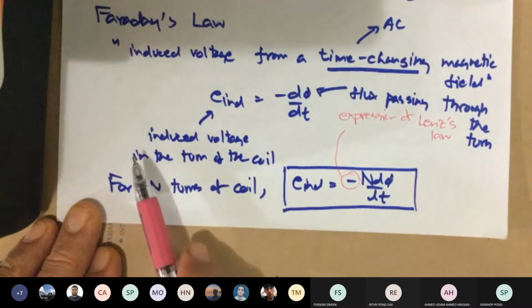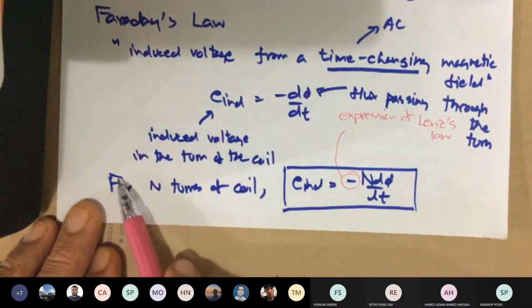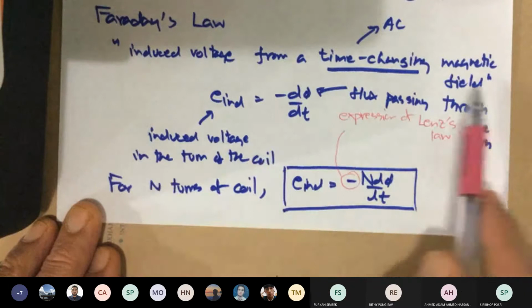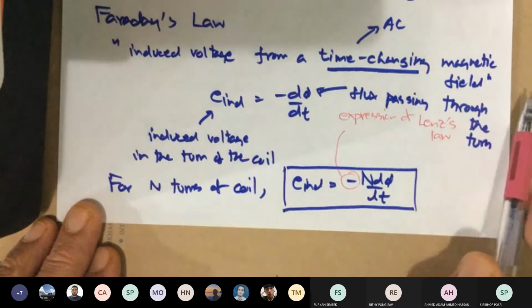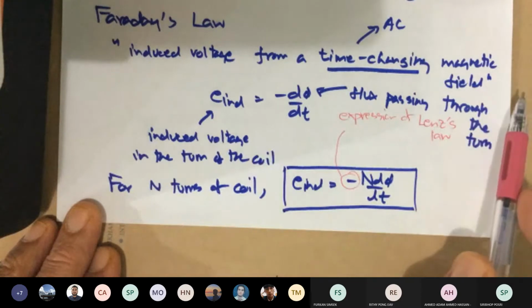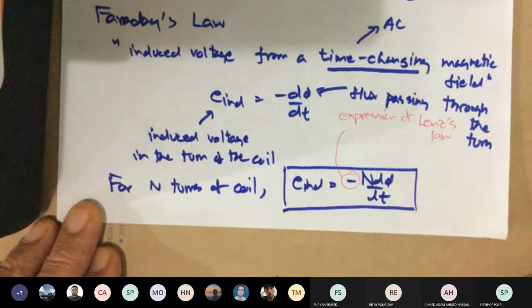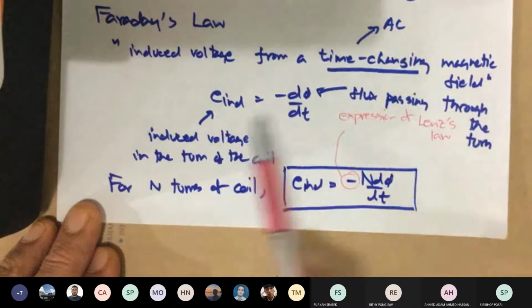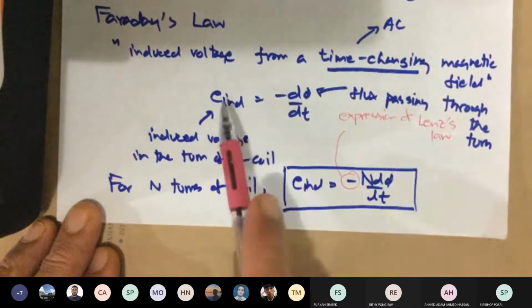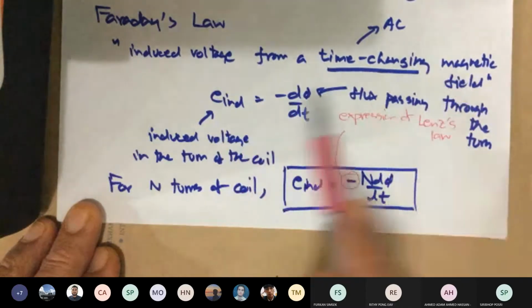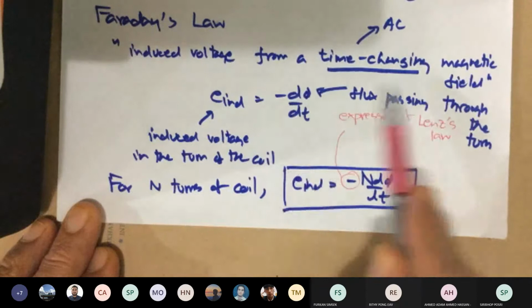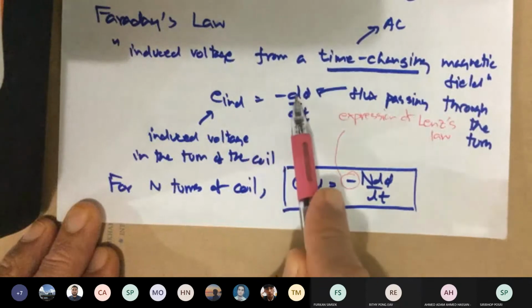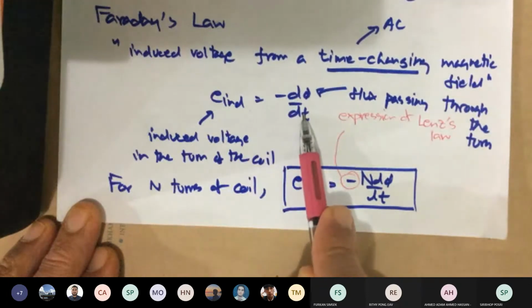Induced voltage from time changing magnetic field. This is the equation: E_ind equals minus d phi by dt. This is the law.